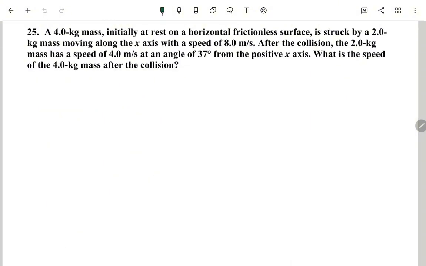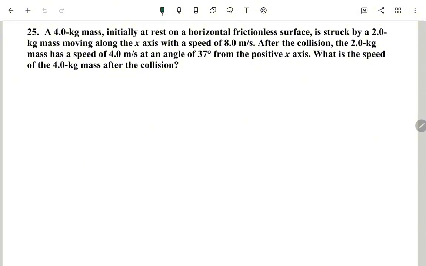A 4 kilogram mass initially at rest on a horizontal frictionless surface is struck by a 2 kilogram mass moving along the x-axis with a speed of 8 meter per second. After the collision, the 2 kilogram mass has a speed of 4 meter per second at an angle of 37 degrees from the positive x-axis. What is the speed of the 4 kilogram mass after the collision?